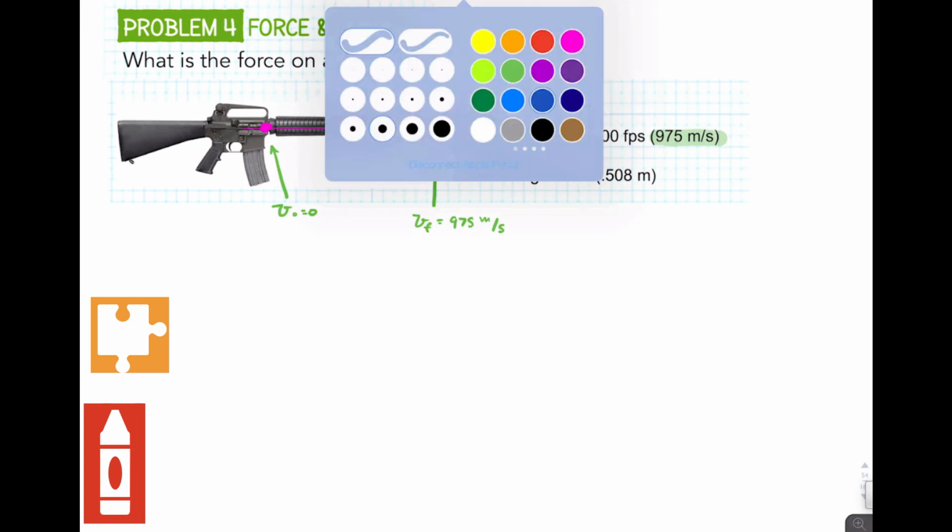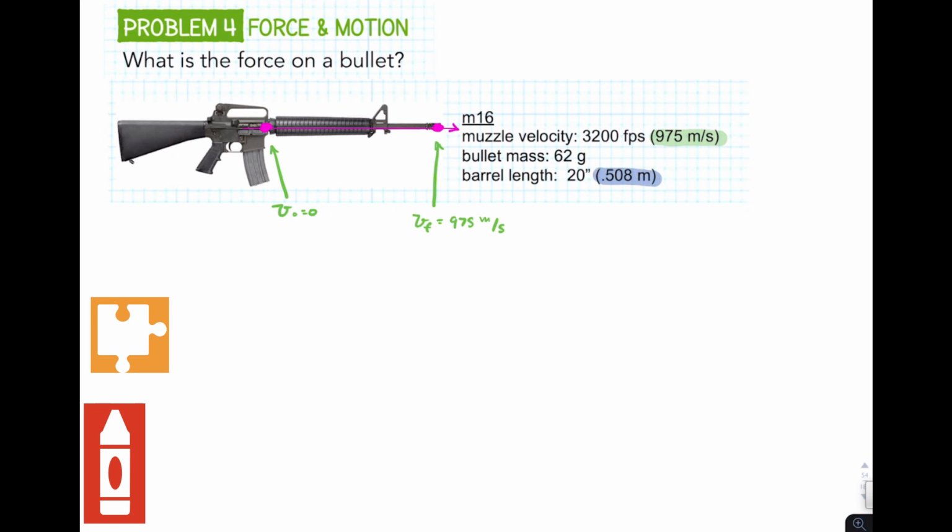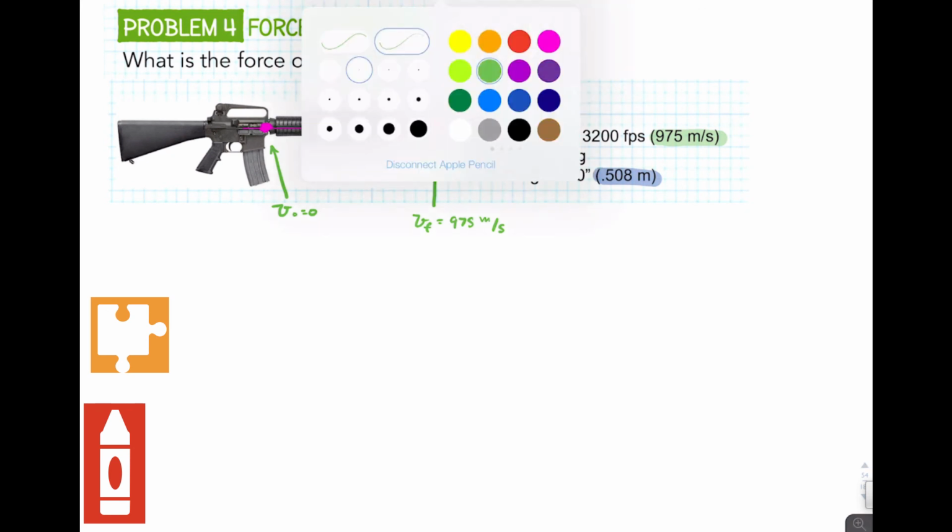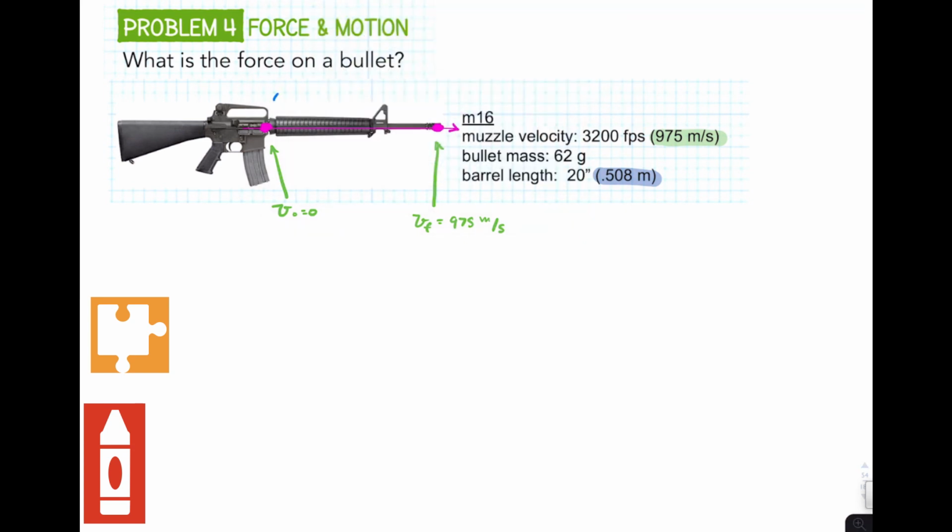The barrel length would be our distance, okay? So we would call that, in this case, delta x. So we'll say delta x is going to be equal to 0.508, okay? When you fire the gun, that's going to create a force that we're going to assume is constant. It's not completely true, but it'll give us a pretty good estimate. And so that creates the bullet moving from here to here.